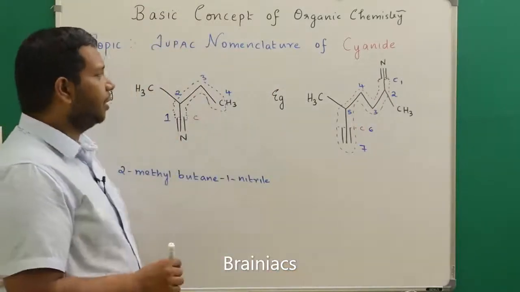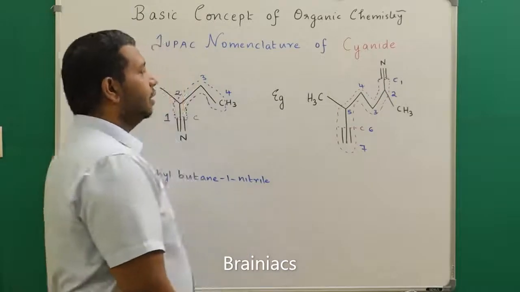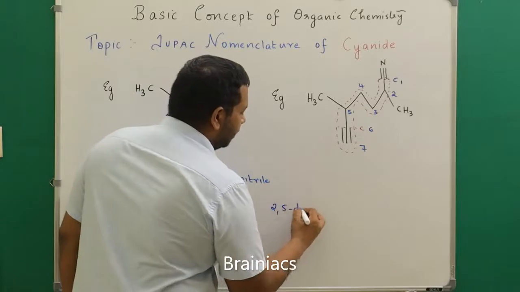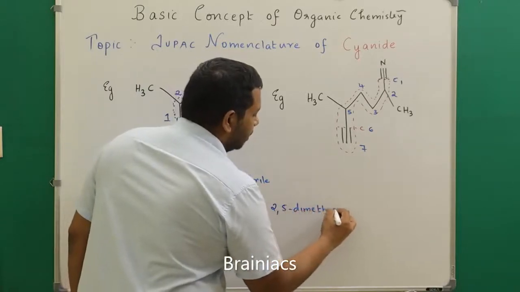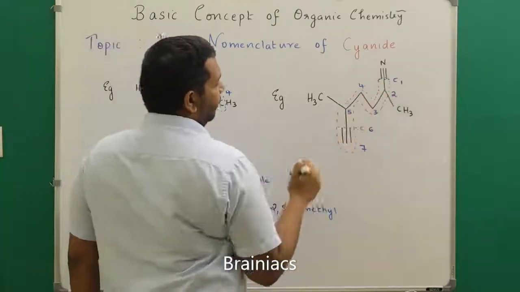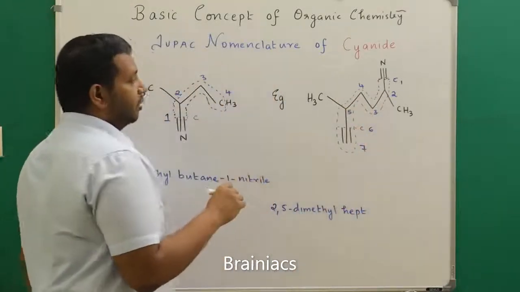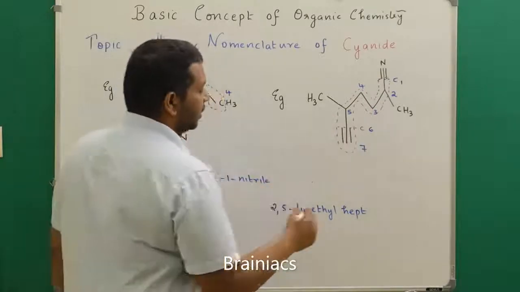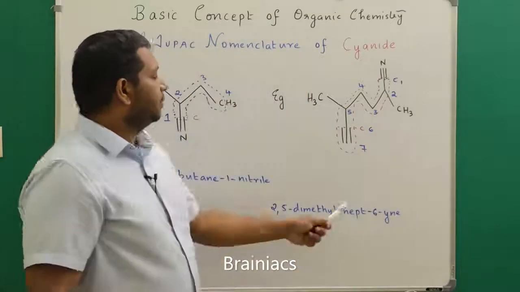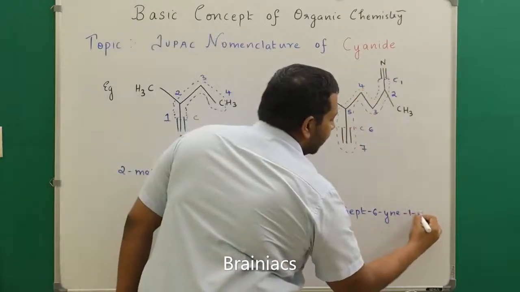Now how do I know the prefix will come first? Second position there is a methyl and fifth position there is a methyl. So I can say 2,5 hyphen dimethyl. How many word root? 7 carbon atoms, so I use the term hept, and all are linked through single bond. There is a triple bond at position 6. So I can say hept-6-yne, and at first position there is nitrile. Hept-6-yne-1-nitrile.